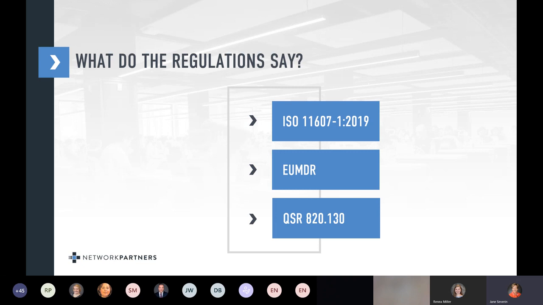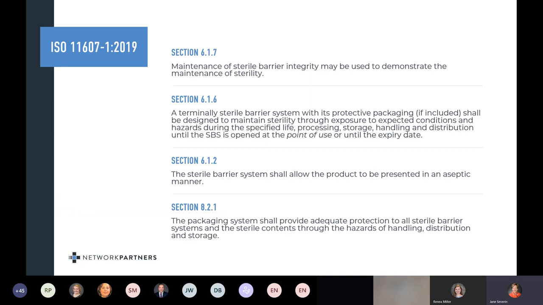We'll cover 11607, QSR 820, and EU MDR. ISO 11607 Part 1, 2019 addresses materials and design. In section 6.17, maintenance of sterile barrier integrity may be used to demonstrate the maintenance of sterility.